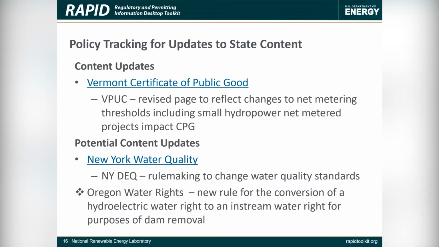And then moving to policy tracking for some of the state hydropower content, we did make a content update for the Vermont Certificate of Public Good page to reflect changes in Vermont's net metering thresholds, which include small hydropower net meter projects, when a developer is attempting to obtain a certificate of public good for the operation of those projects.